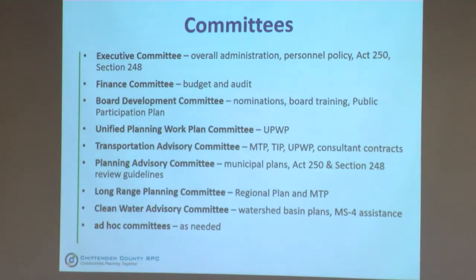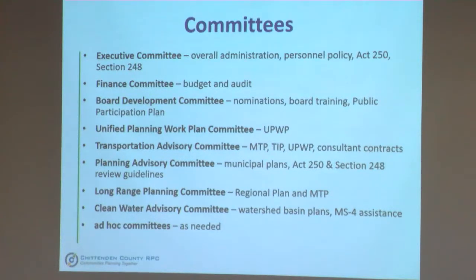But the TAC is primarily the public works folks from the towns. Sometimes there's a town administrator if it's a more rural town, or a highway foreman, or sometimes a town planner. But typically it's the public works folks. The Planning Advisory Committee, as you might expect, is the town planners.